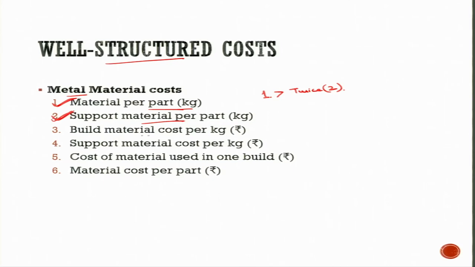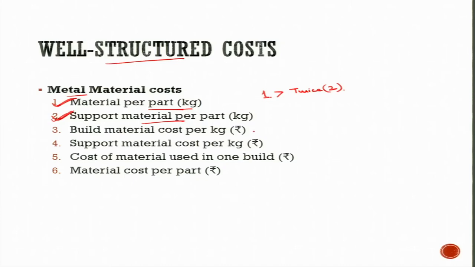Next comes the build material cost per kg. When we purchase spools of the build material or the support material, it is purchased in the spool per kg. It doesn't give the spool length. It is generally the spool per kg. So this cost is quite heavy. If I say the cost of the build per kg versus cost of support per kg, again the build cost would be quite heavy. Now comes the cost of the material used in one build, the material cost per part. Here we are talking only about the material, which is the build material and the support material, and the costs are divided into different categories.